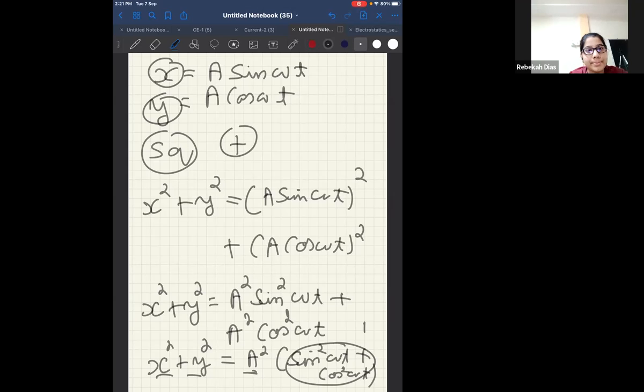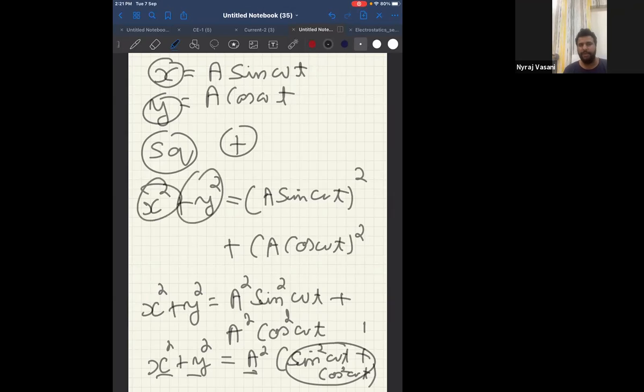See here. I think on the left hand side there is no confusion. It is x square plus y square itself. Correct? That is x square. Here, a sine omega t. Everyone look. This is one term. This is the second term. So if I square this, the square will come here.